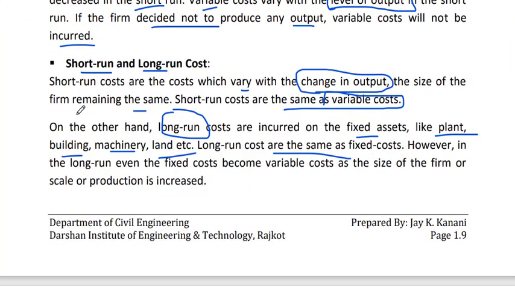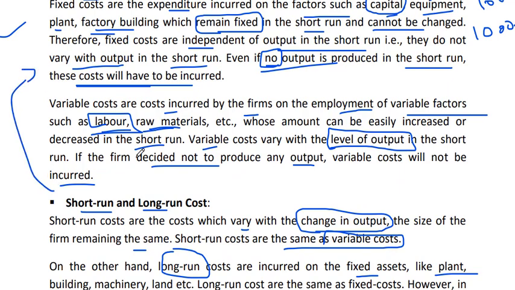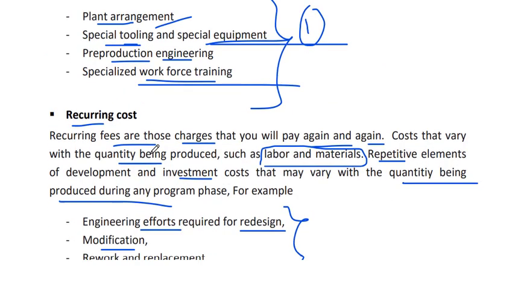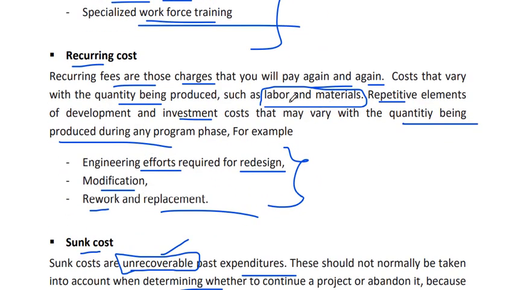Then short run and long run are just like fixed and variable cost. Then non-recurring and recurring. Non-recurring happens only once: plant arrangement, special tooling and special equipment, workforce training, production engineering. It is only a one-time cost. Recurring means salary, material, redesign, replacement, modification. These are recurring costs. They occur more than one time, on a daily, monthly, six-monthly or yearly basis.